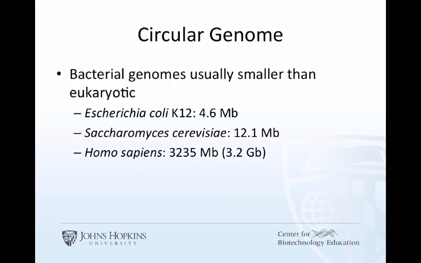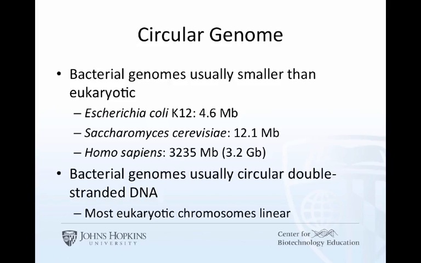The human genome is 3.2 gigabases. That's 3.3 billion base pairs. And that's not even the largest genome. Some plants are much bigger in genome size than humans. Bacteria usually have a single circular chromosome. There are exceptions. Many also have extrachromosomal plasmids. Those are small, usually circular pieces of additional DNA.